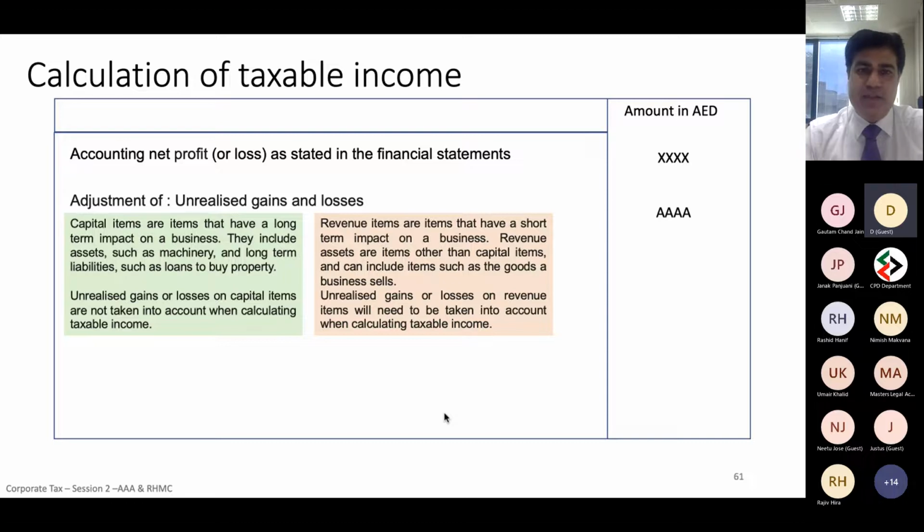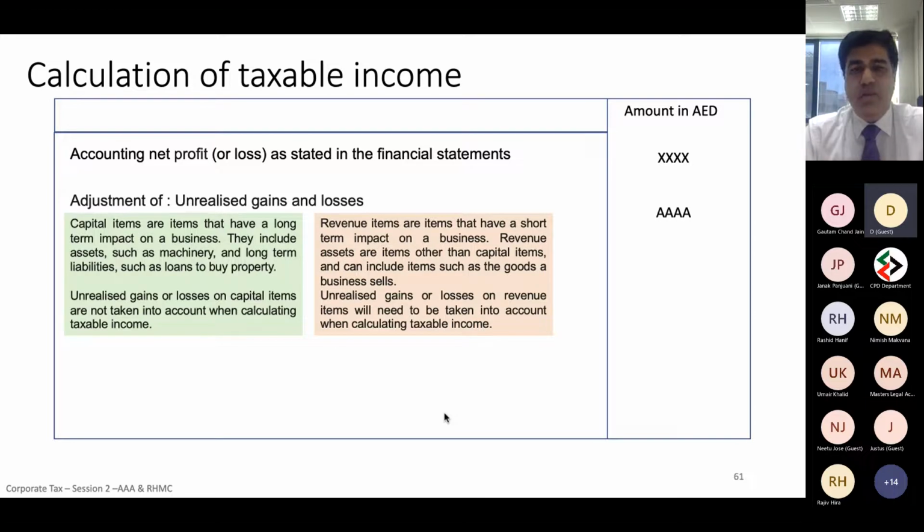Now, unrealized gains and losses can be under two categories. One is capital assets, and the other is revenue items. Capital assets are items which technically have a long-term impact on the business. They include assets, machinery, long-term liabilities, loans to buy property, etc. So all these are capital items which we talked about. In this case, unrealized gains or losses on capital items are not taken into account while calculating the taxable income. So if you reevaluate any kind of a capital asset, you may not have to pay taxes in those cases.